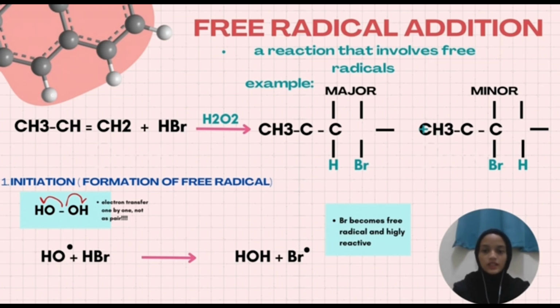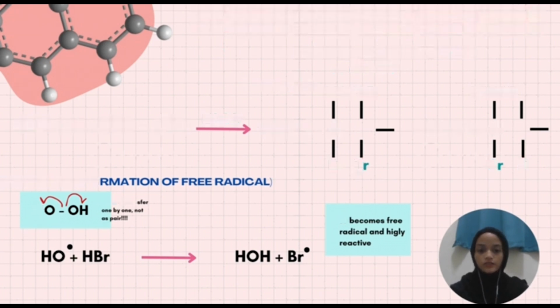There are three steps in this reaction. First is the initiation step, which is the formation of the free radical. The electrons will transfer one by one from the H2O2 and not as a pair, and the HO free radical will be produced and combine with HBr. This will lead to the free radical of Br that is highly reactive.